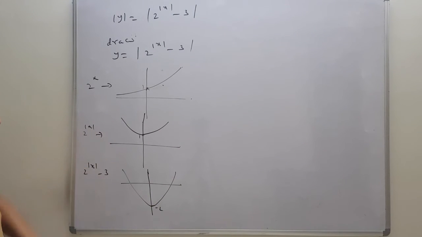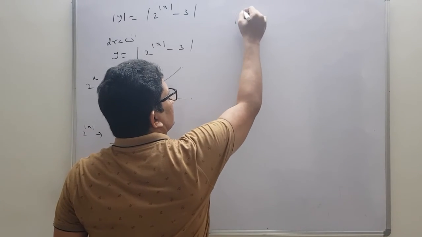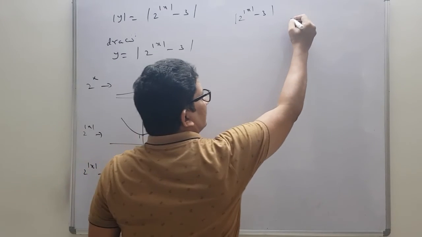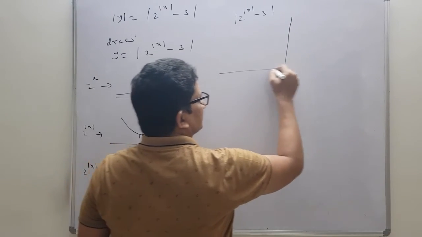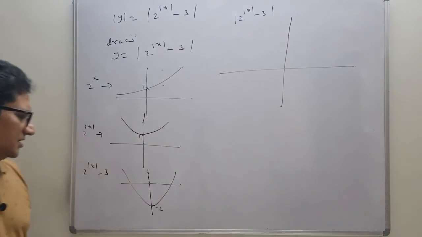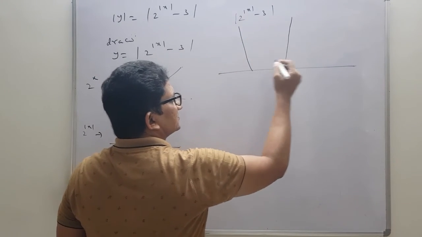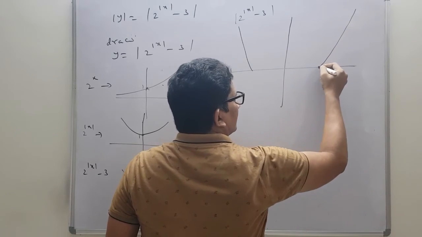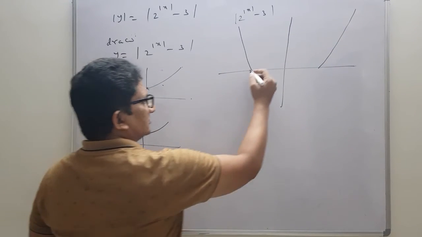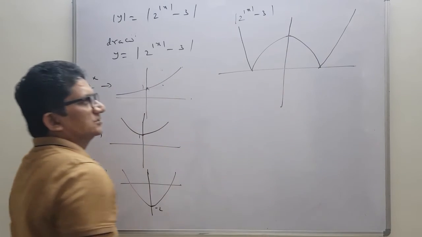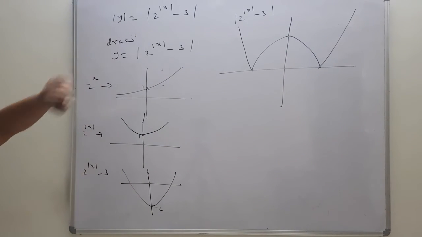And next we need to apply modulus to this one. So that is modulus of 2 to the power of x minus 3. For this, if you apply the modulus, what will you get? See, when we are applying modulus, you keep the curve which is above the x-axis and flip the rest, and you will get something like this type. So this is the graph of modulus of 2 to the power of mod x minus 3.